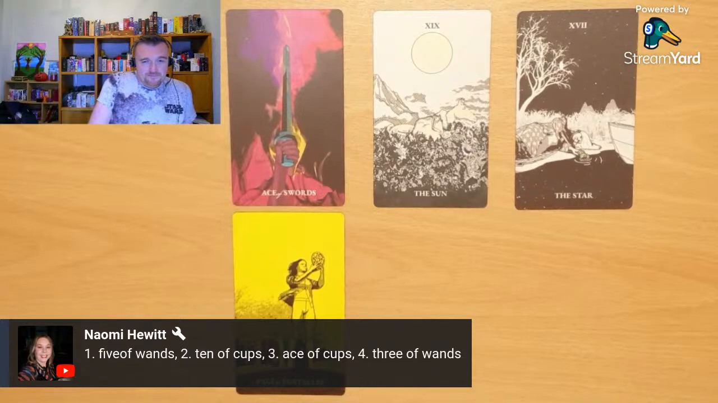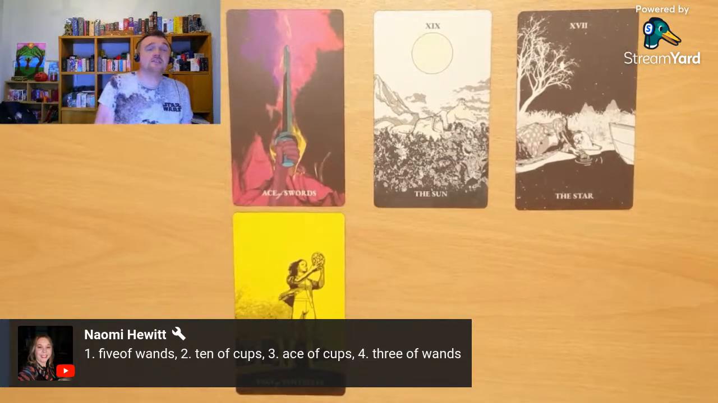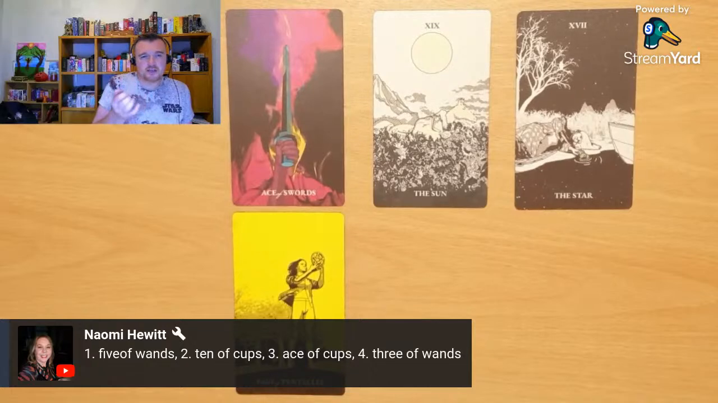The Three of Wands for Naomi. How you see yourself, so you see yourself as the Three of Wands. So interesting. The Three of Wands makes us think about perspective. We tend to see that figure up on the hill looking at the stuff that they've put into action.